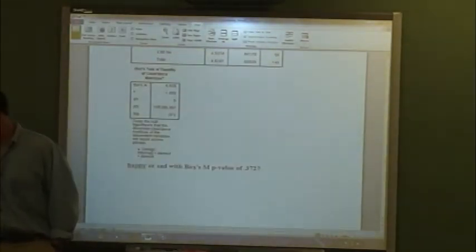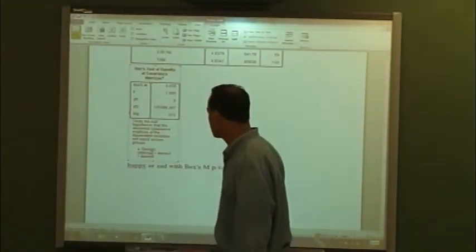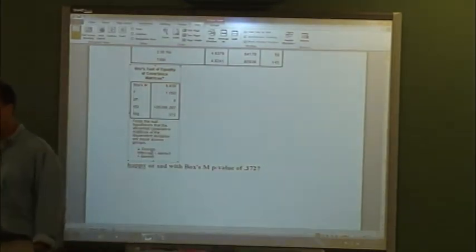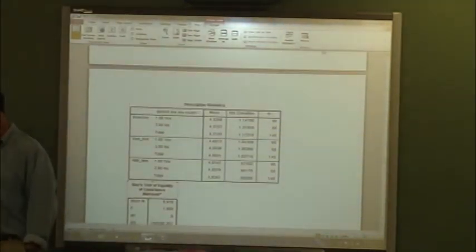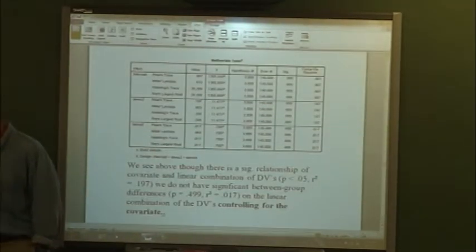How did we do on the homogeneity of variance-covariance matrices? Yes, 0.372. So we're okay. And now you have a lot of variance-covariance matrices. I mean, you have three DVs, 2 groups. And here's your multivariate test, everybody.